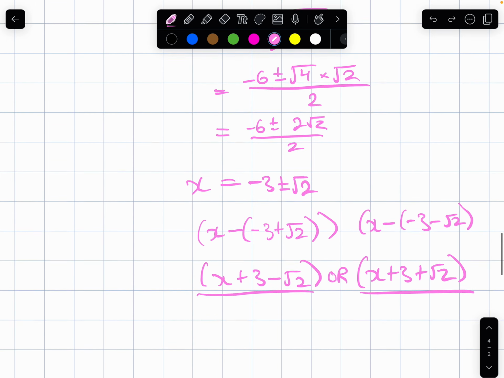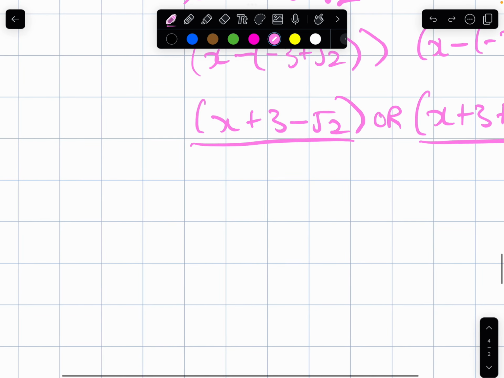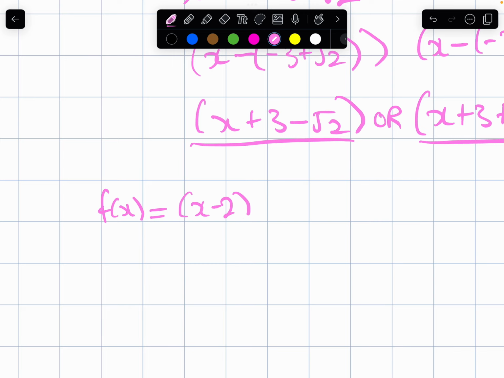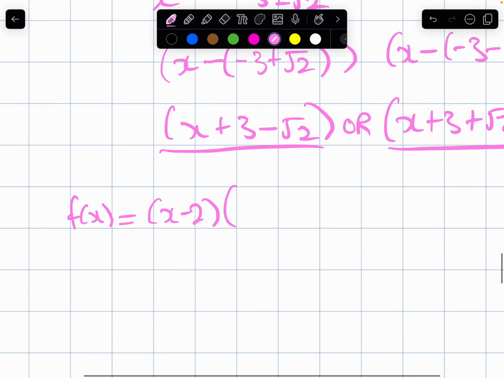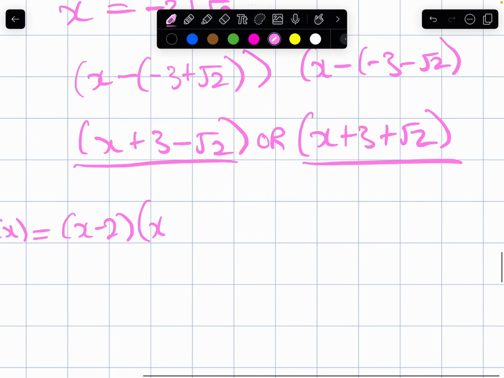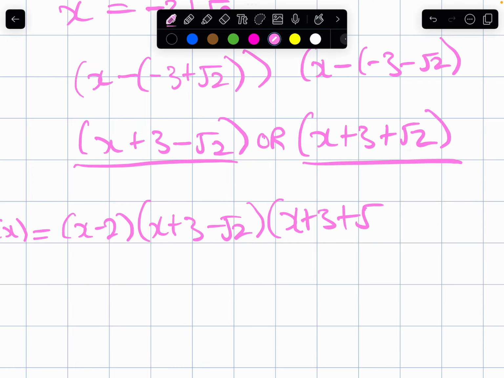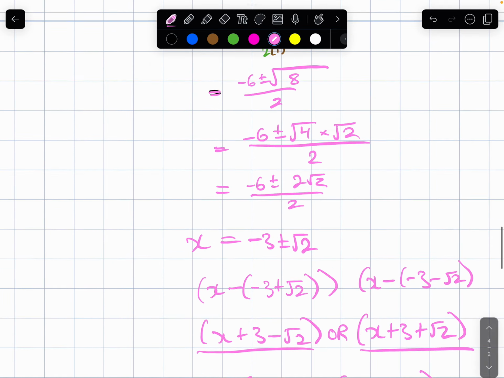And so you rewrite it, you bring back your x minus 2. Now you officially factorized it all the way: x minus 2, x plus 3 minus root 2, x plus 3 plus root 2. And that's your final factorized version.